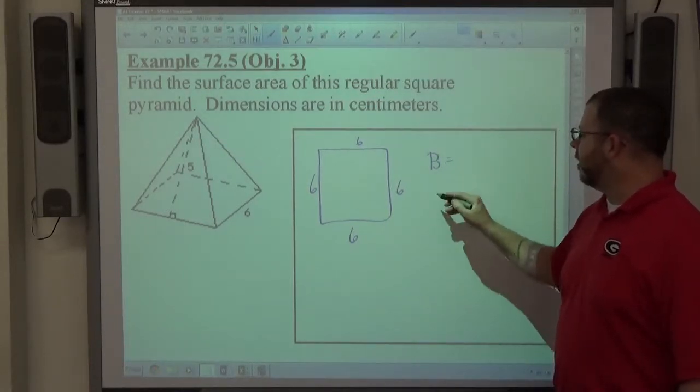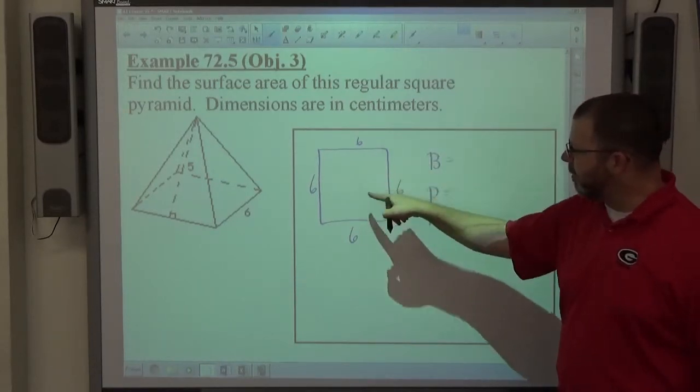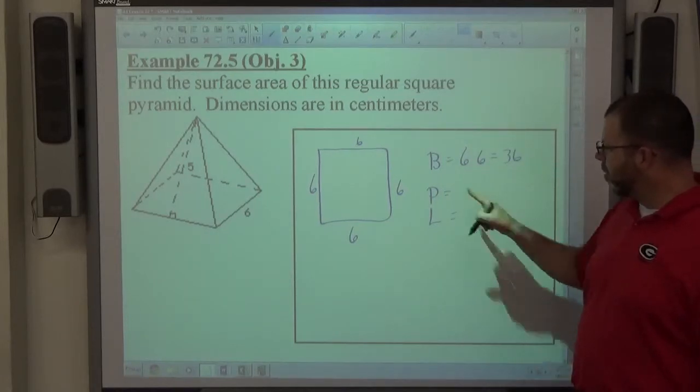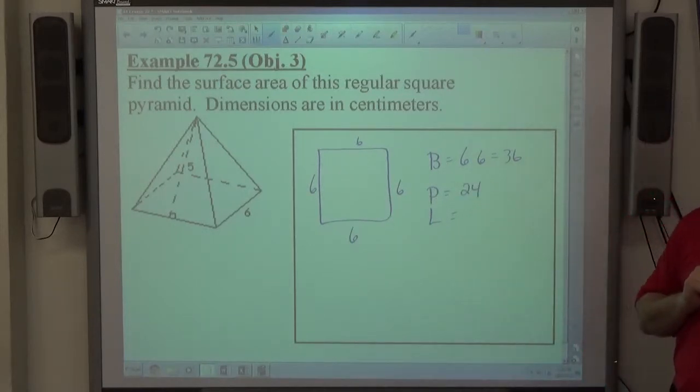Again, my job is to find B, P, and L. B is the area of this square. Area is 6 times 6, which is 36. Perimeter is the sum of all four sides, which is going to be 24, 6 plus 6 plus 6 plus 6. Or, for a square, 4 times the length of one side works also.